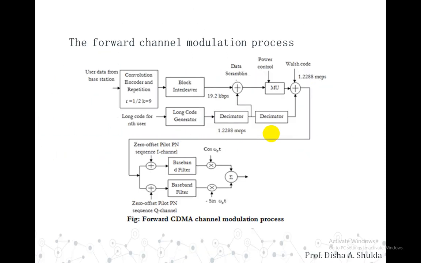This is how the forward channel modulation process takes place. The user data is added from the base station over here, then the convolution encoder and a repeater are used. It is then sent to the block interleaver, then the data scrambling is done, then this is something that controls the power, and here the Walsh codes are added, and finally the data is sent using this part. Now here the pseudo number is added to the long code generator, then a decimator is used, and the decimator will add the data while the data scrambling is done. Now let's see each and every process in detail.